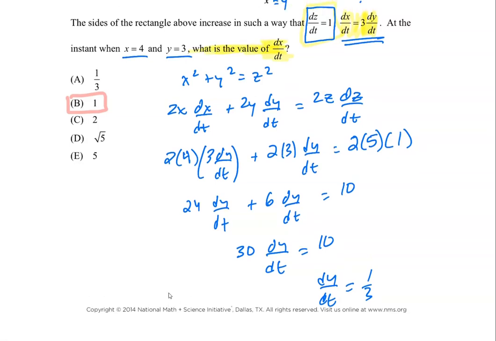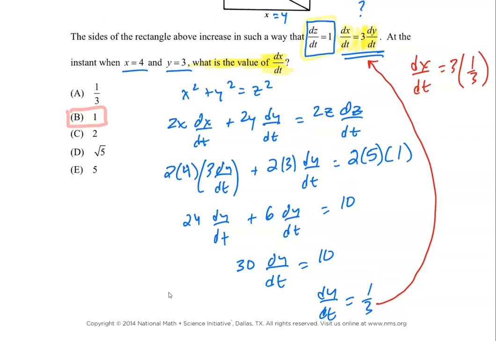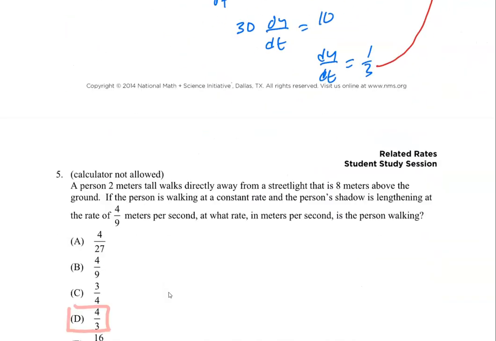We know what dy dt is. You're exactly right. So we solved that whole thing. We got dy dt. dx dt is 3 times dy dt. So what's dx dt? 1. I know, it annoys me too. At least it wasn't 0 or undefined. Okay.